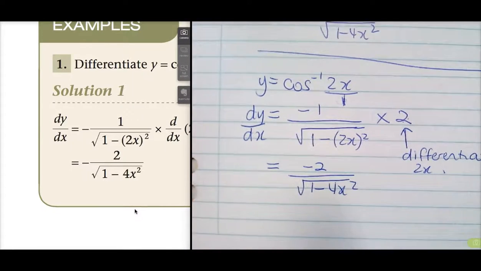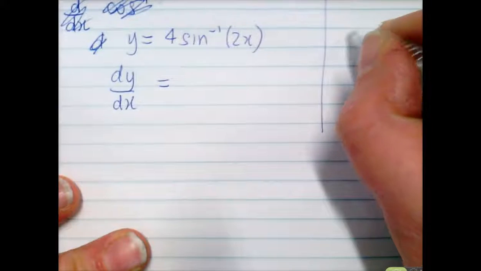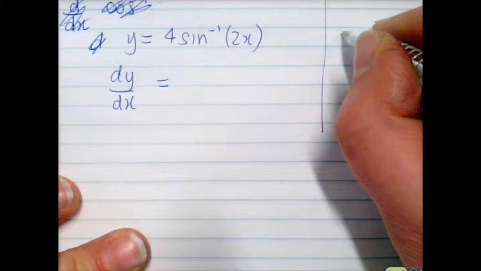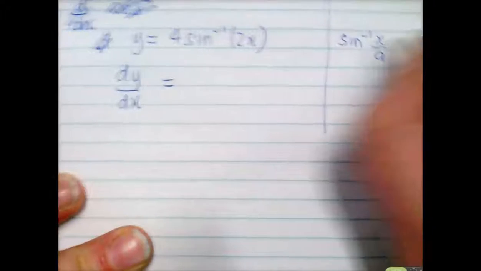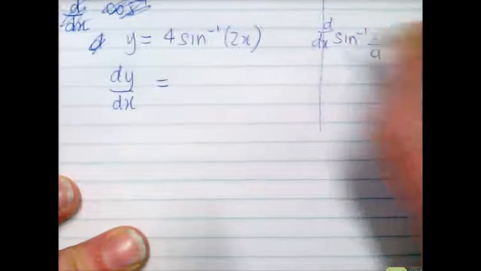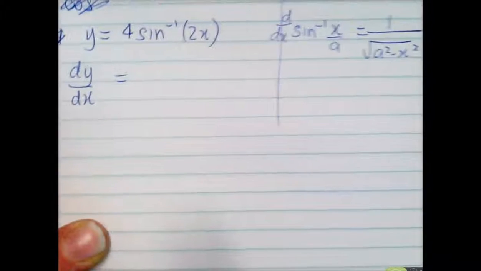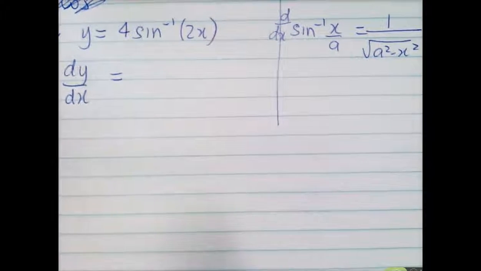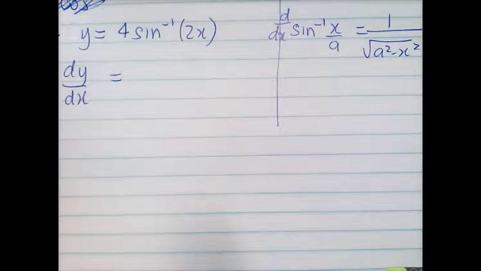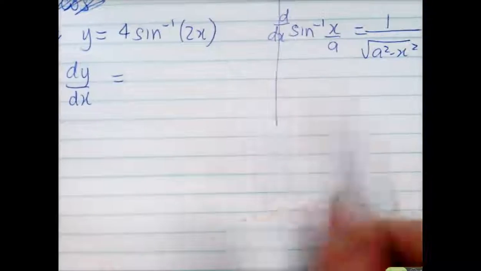All right? That is the easiest way to do it. It's on the formula sheet. This is what's on the formula sheet. That if you differentiate sine to the minus 1 of x on a, if you differentiate that, you get 1 over the square root of a squared minus x squared. That's what's on the formula sheet. It's actually the other way around, but that's what you get. So what are you going to do, girls? What are you going to consider your A to be? And that 4 has got nothing to do with this A.